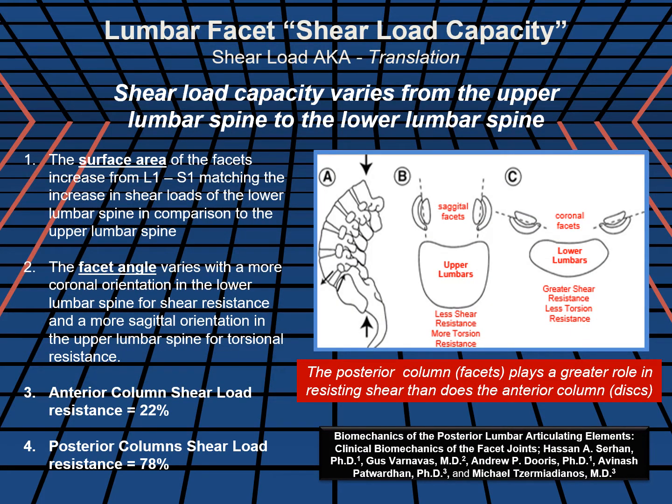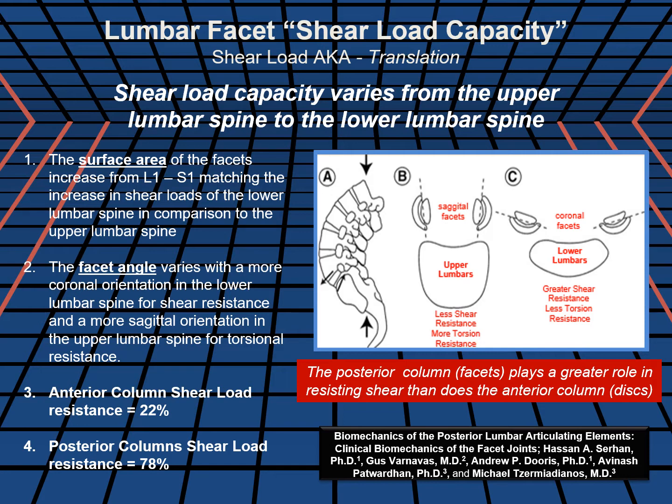All right, let's talk about the shear load capacity of the facets. Shear is translation, and of course the shear load capacity would be the ability of those facets to inhibit translation. And it varies from the upper lumbar spine to the lower lumbar spine. So if we look at the surface area of the facet, in other words, how little are they, or how bulky are they? As we go from L1 to S1, their general mass increases. As we start in the upper lumbar spine, their general mass is small. When we go down the lumbar spine, their mass becomes greater.